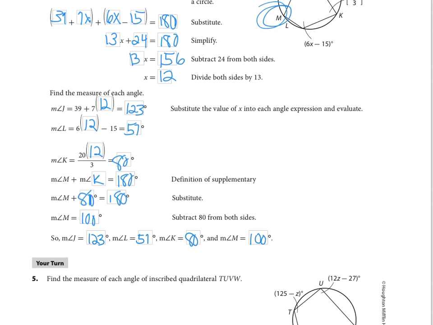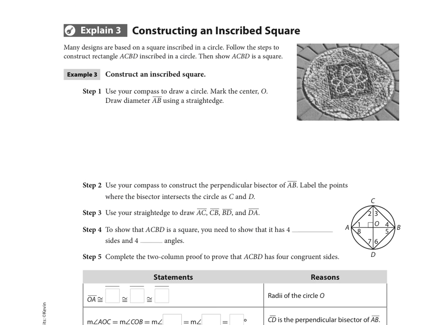You have a your turn problem coming up here next. So it's the same exact idea using the inscribed quadrilateral theorem. And make sure you do that before you go on to explain 3. On the next page, explain 3 just talks about the steps for constructing an inscribed square. So a square inside of a circle, the steps there. Steps 1, 2, and 3 are the construction steps.